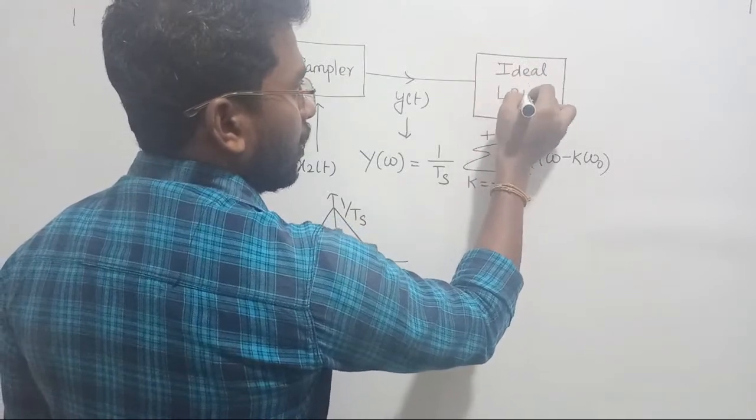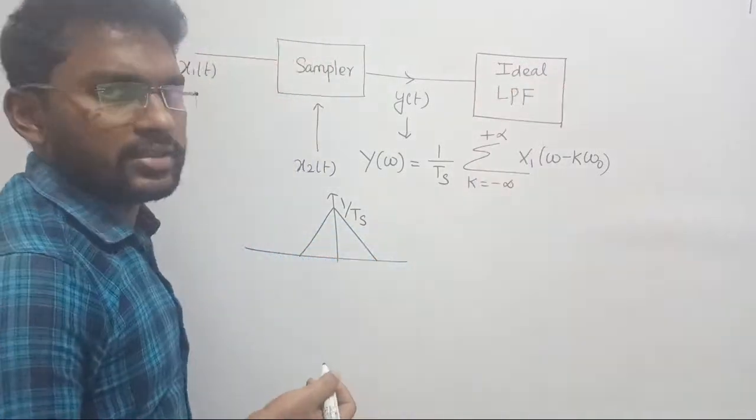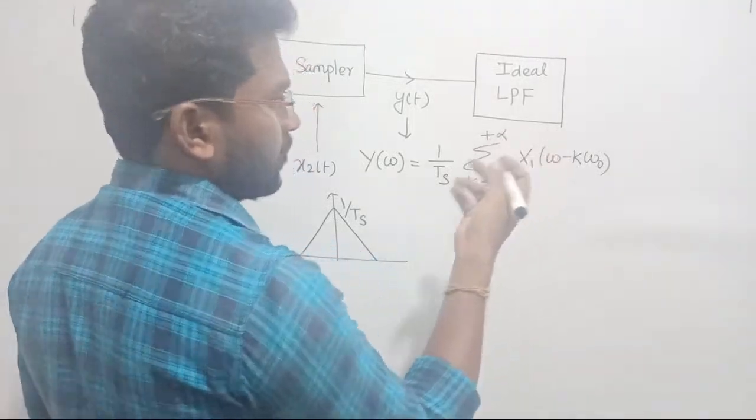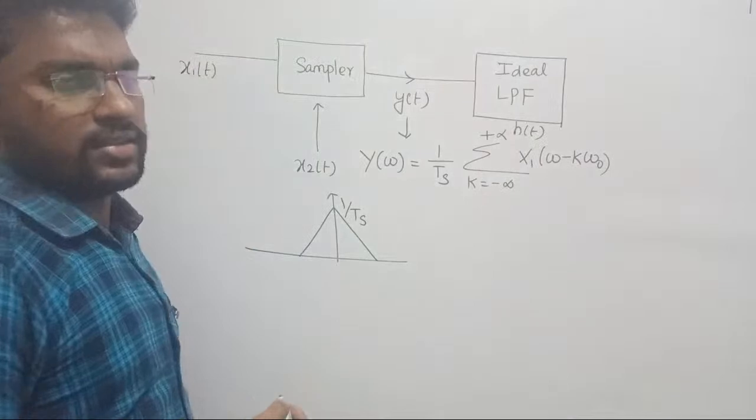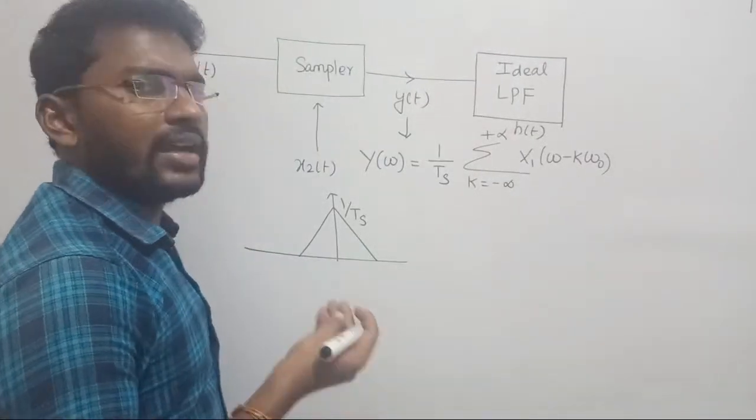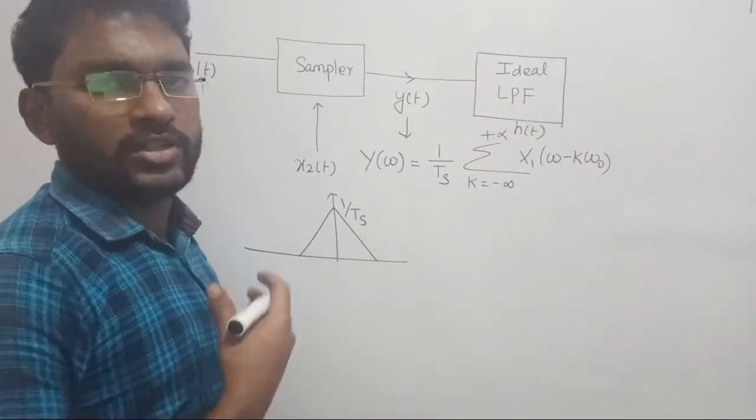I took one ideal low pass filter. That is the impulse response of the system. We are taking some h of t, right? So let us take the low pass filter. H of t, that is an LTI system. I am taking one LTI, that is a linear time invariant system, that is acting as a low pass filter, right?